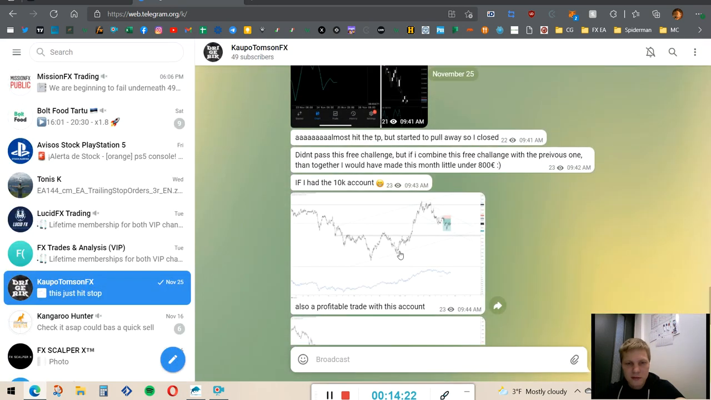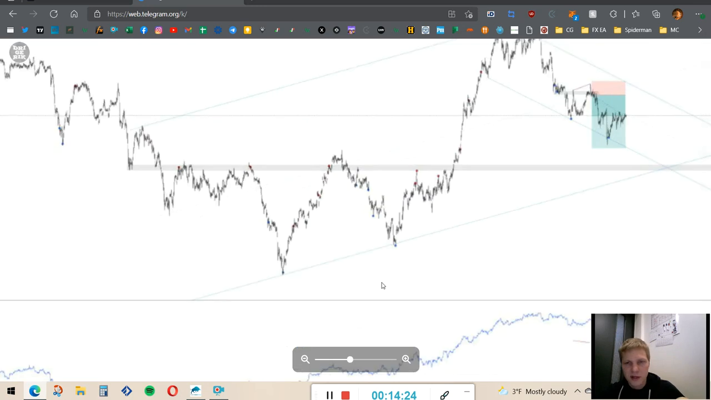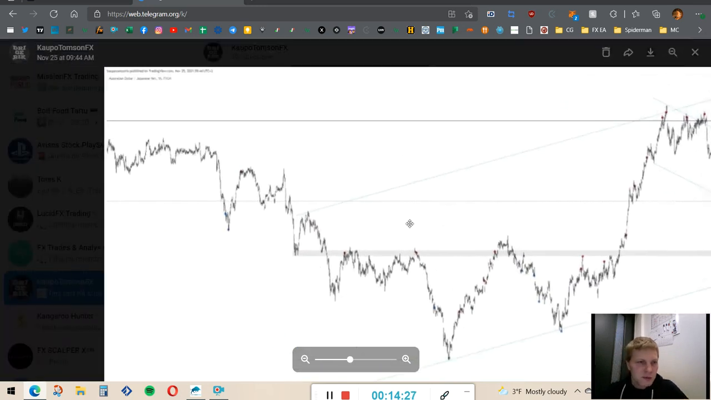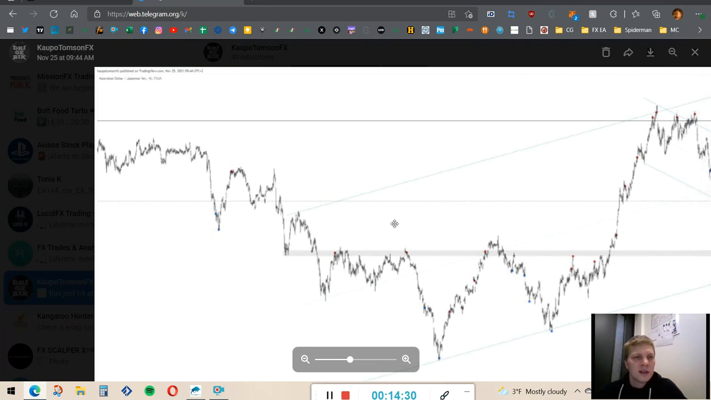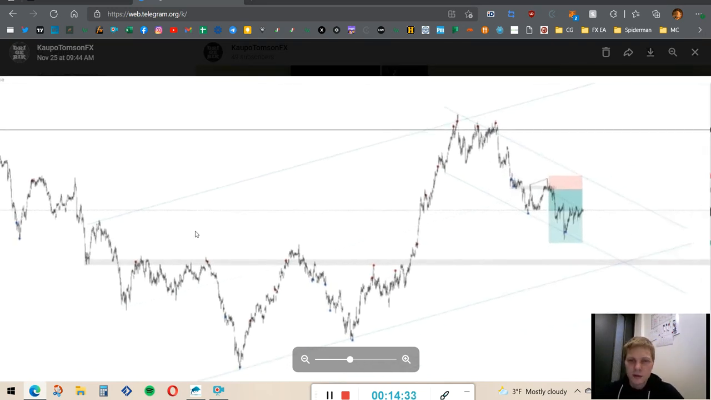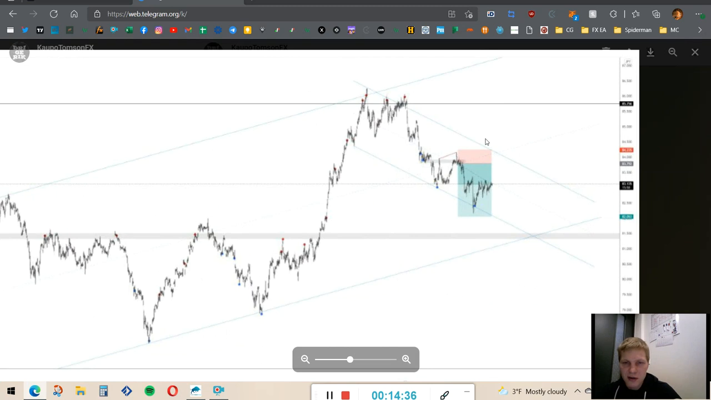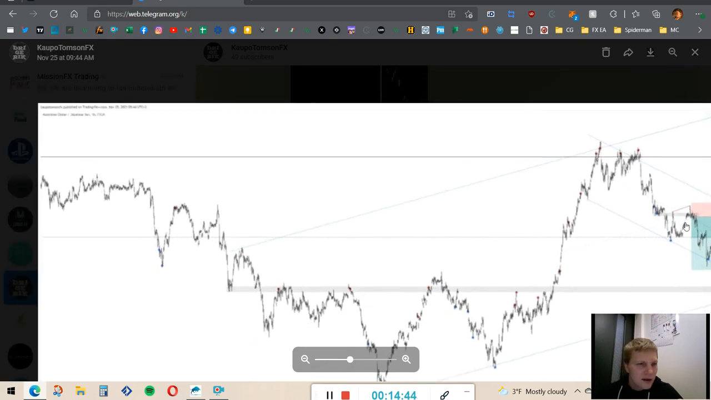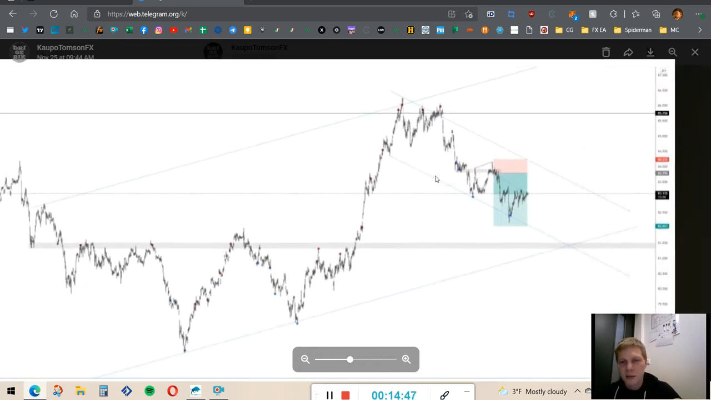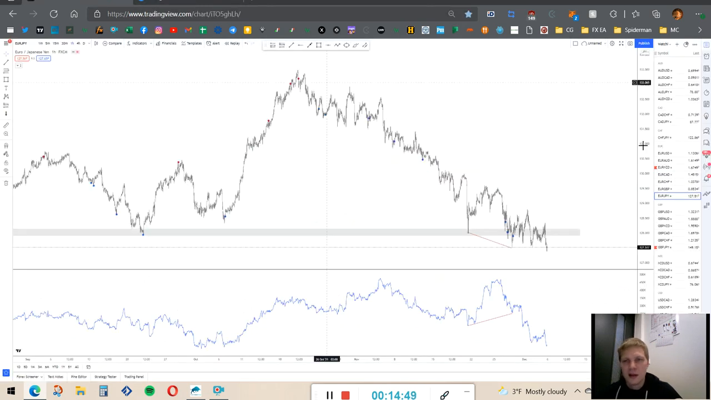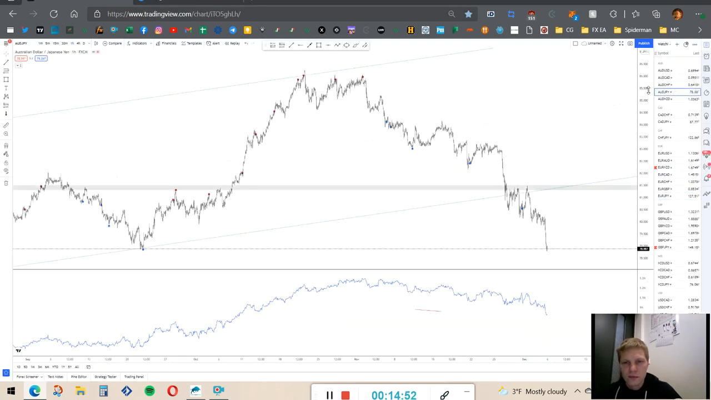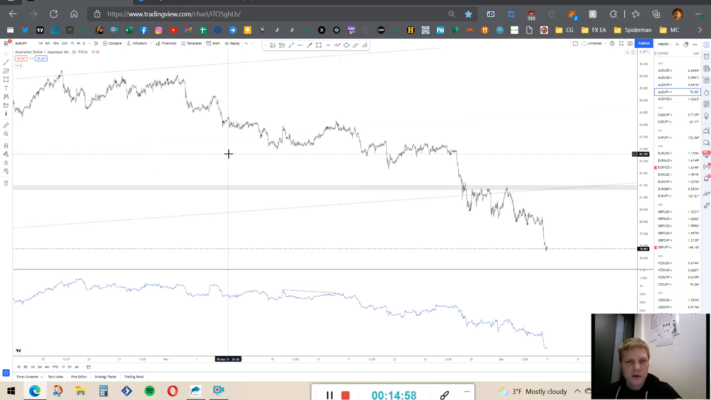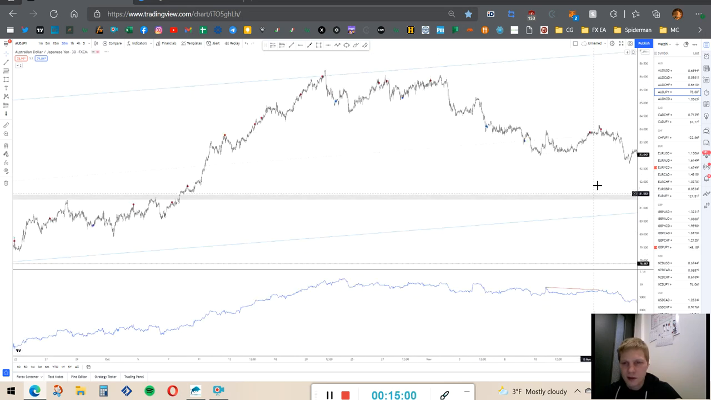Also, a profitable trade. So I think this was NZD-CHF. Oh, this was AUD-JPY. So it wasn't the top of a channel, let's say, but it was a break and retest. This is the 1 hour. So I think the sell signal was at 30-minute. This was here. Yeah, so the sell signal was on a 30-minute chart.